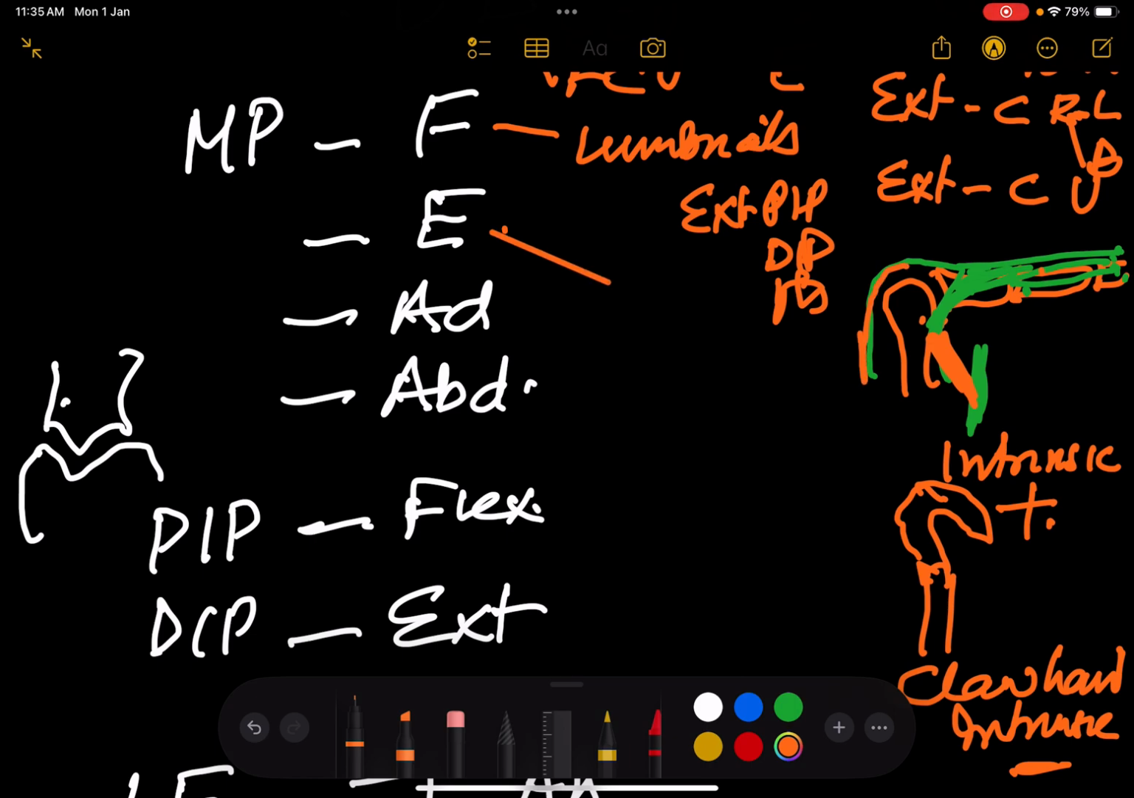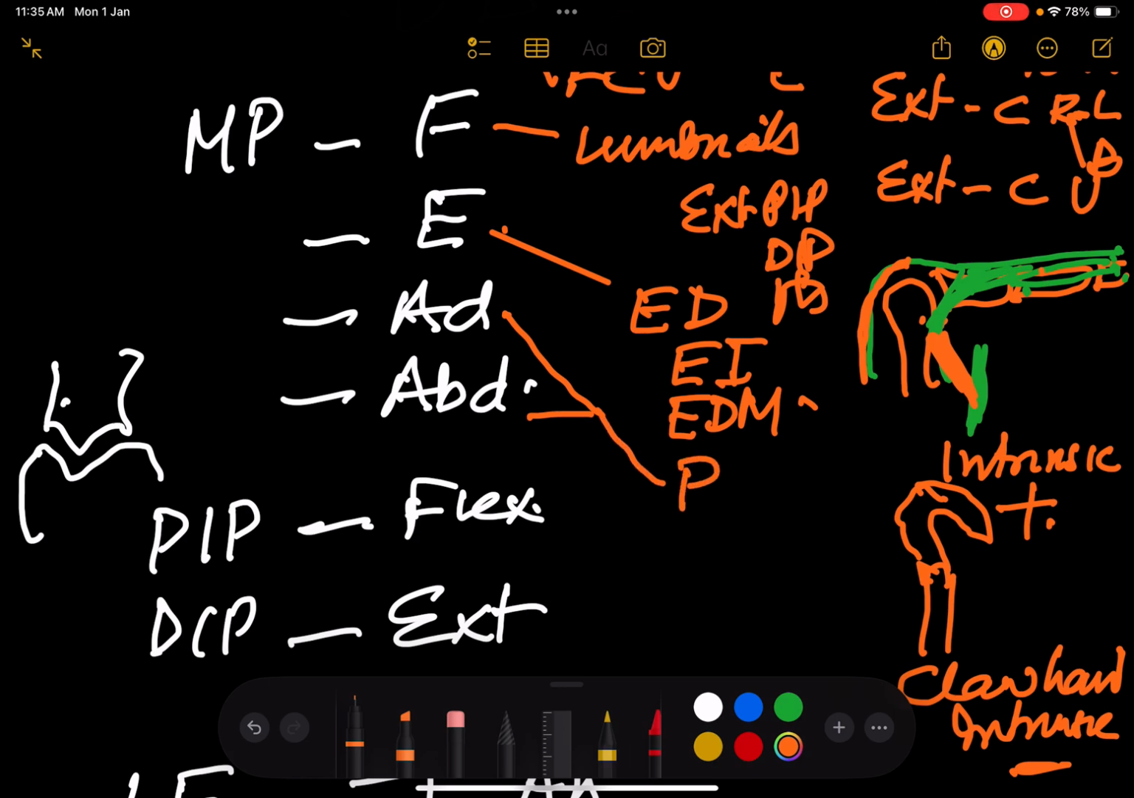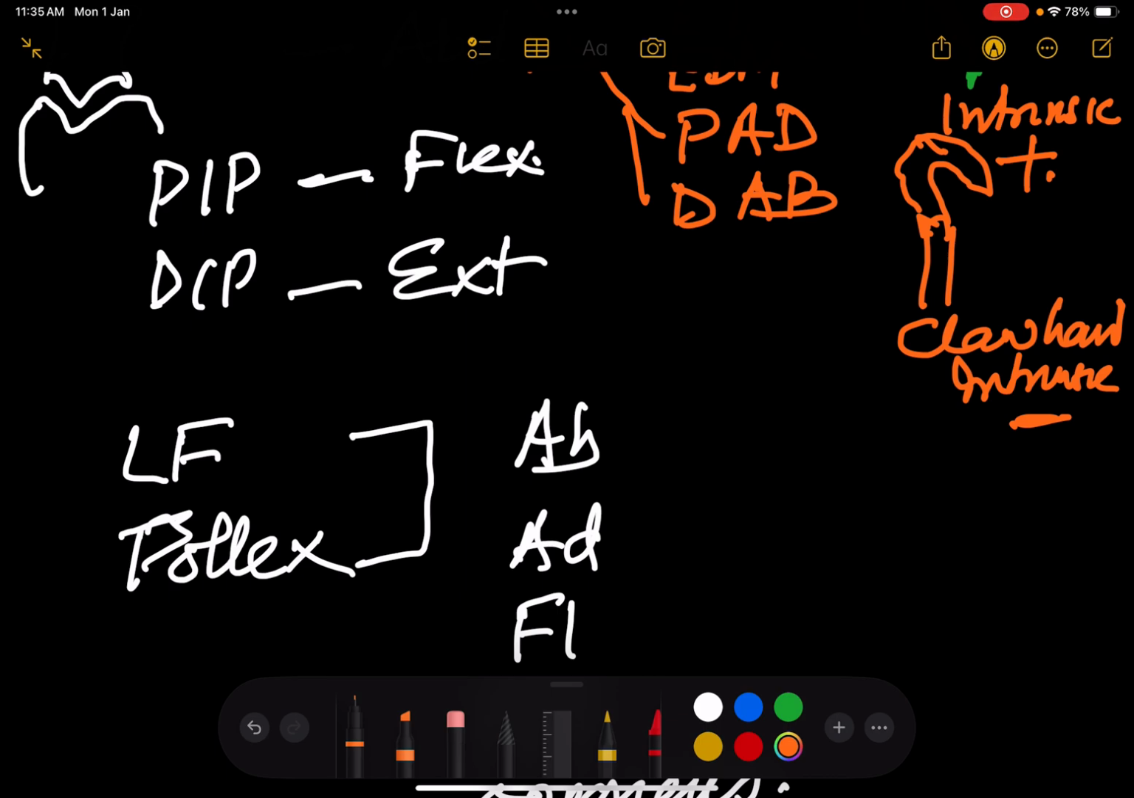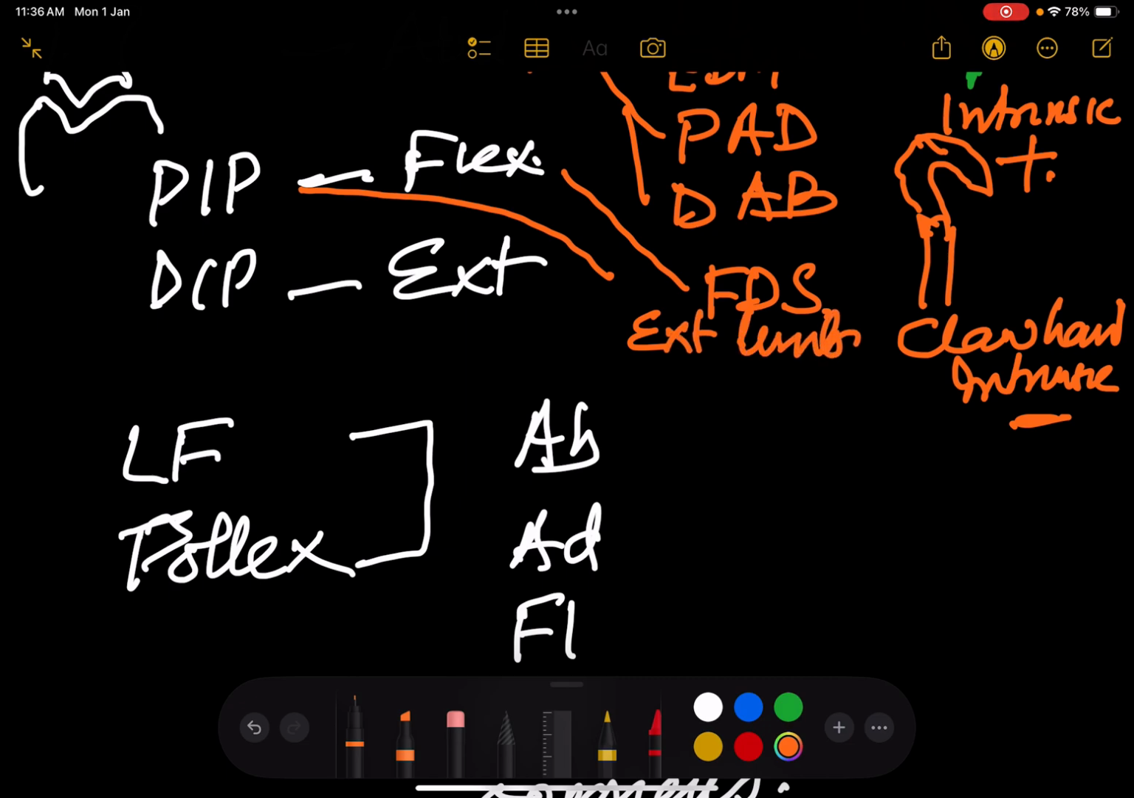Then MP extension is by the long extensors, extensor digitorum, helped for the index finger by extensor indicis, and for the little finger by extensor digiti minimi. Then adductors and abductors, you remember by the formula PAD DAB: palmar interossei adductors and dorsal interossei abductors. Then PIP flexion is done by flexor digitorum superficialis, and PIP extension is done by lumbricals. The DIP flexion is done by flexor digitorum profundus, and extension again by lumbricals.